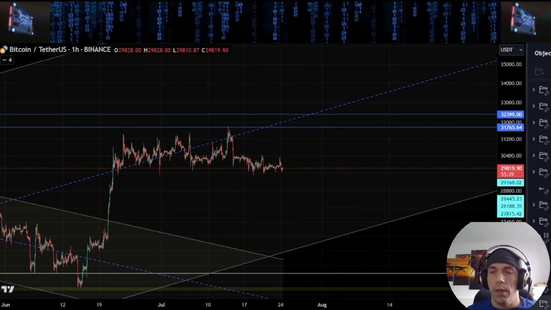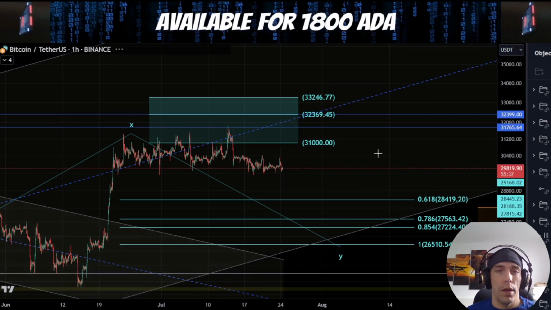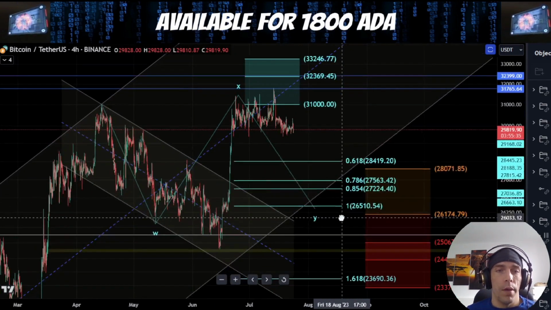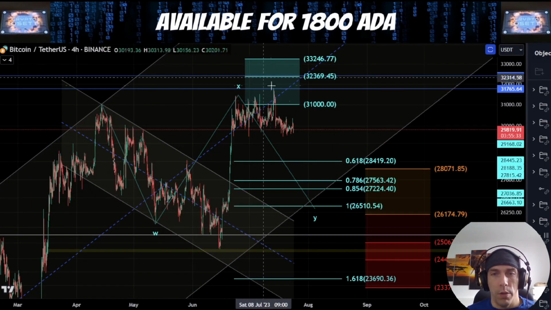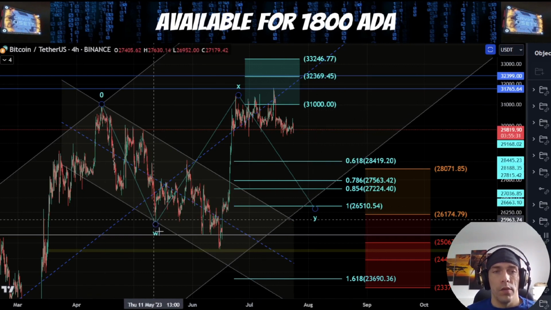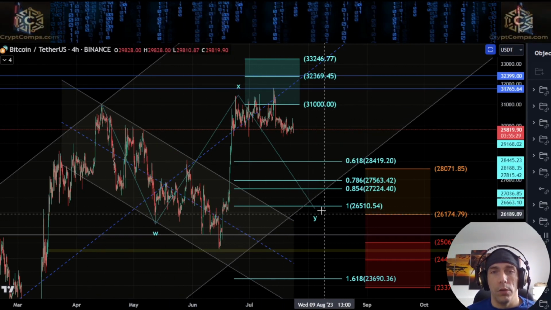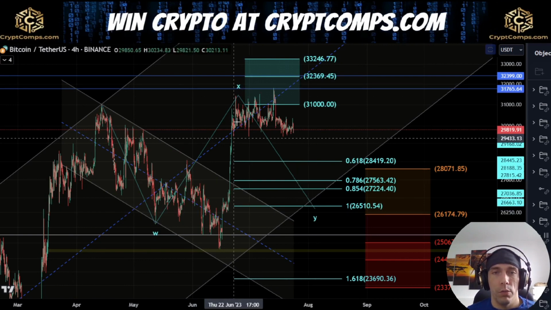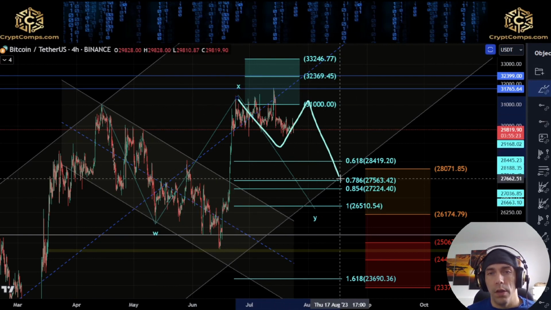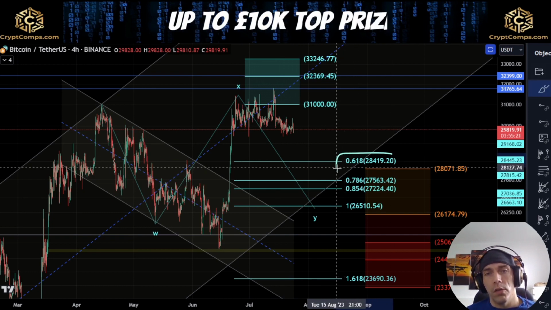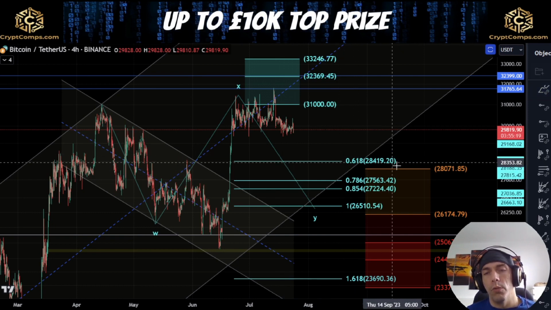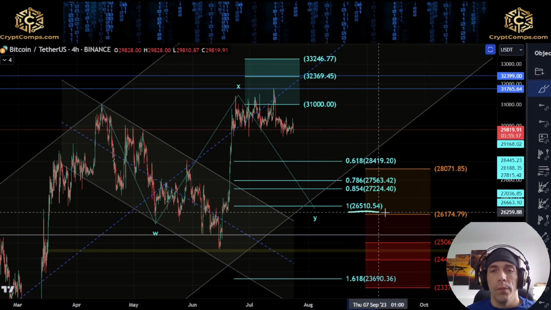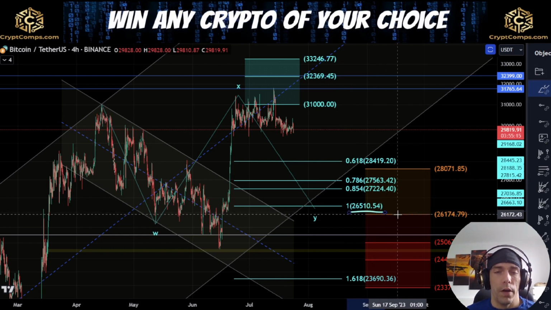We also need to be aware that there is still this potential that we could have something along these lines here, where what we have is just actually a bigger corrective structure here still, where this is a W, this is an X, and we're still looking for this possibility of either a Y wave to the downside, in which case what we'll be looking for is effectively a 3-wave move to the downside. The minimum requirement we'd be looking for would be this 28,419 to this 26,510.